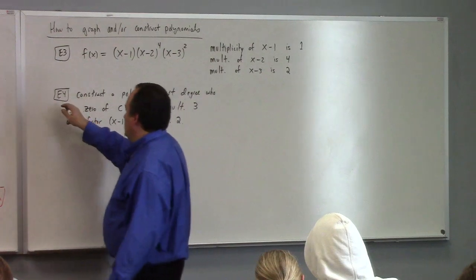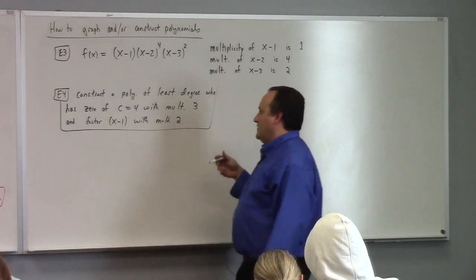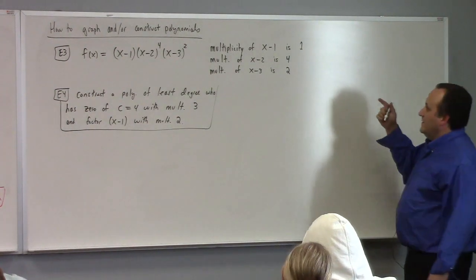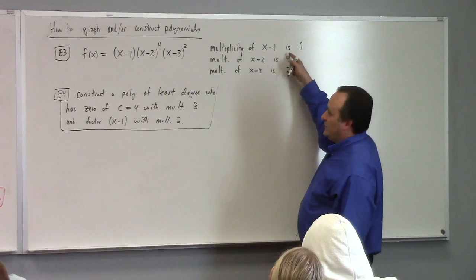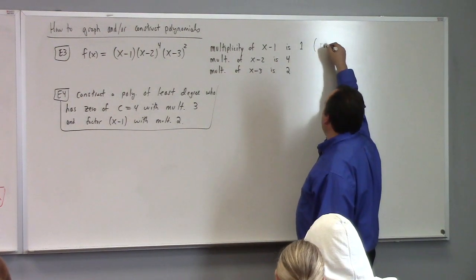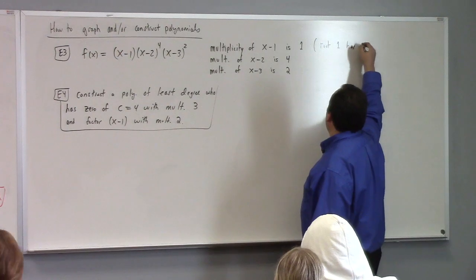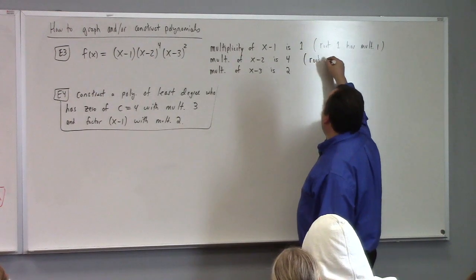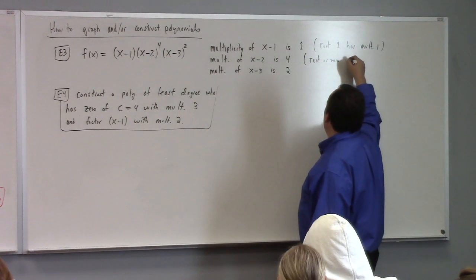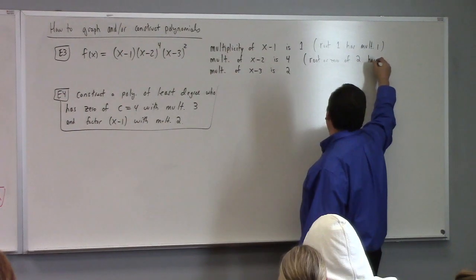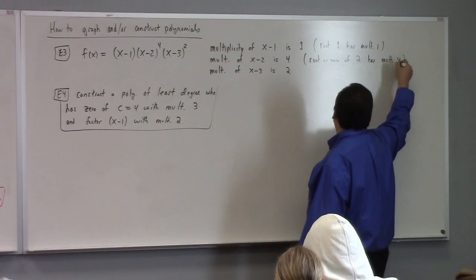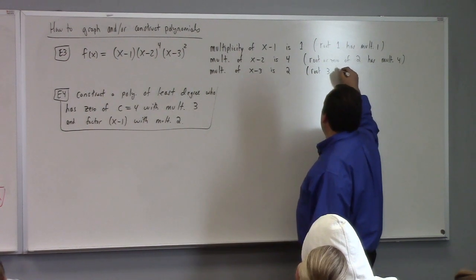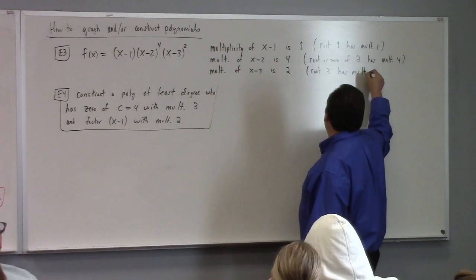So I've just extended the concept of multiplicity to the zero itself, right? Like I said, the multiplicity of x minus 1 is 1. So this would mean that the root 1 has multiplicity 1. And we'll likewise say the root, or zero, 2 has multiplicity 4. And here the root 3 has multiplicity 2.